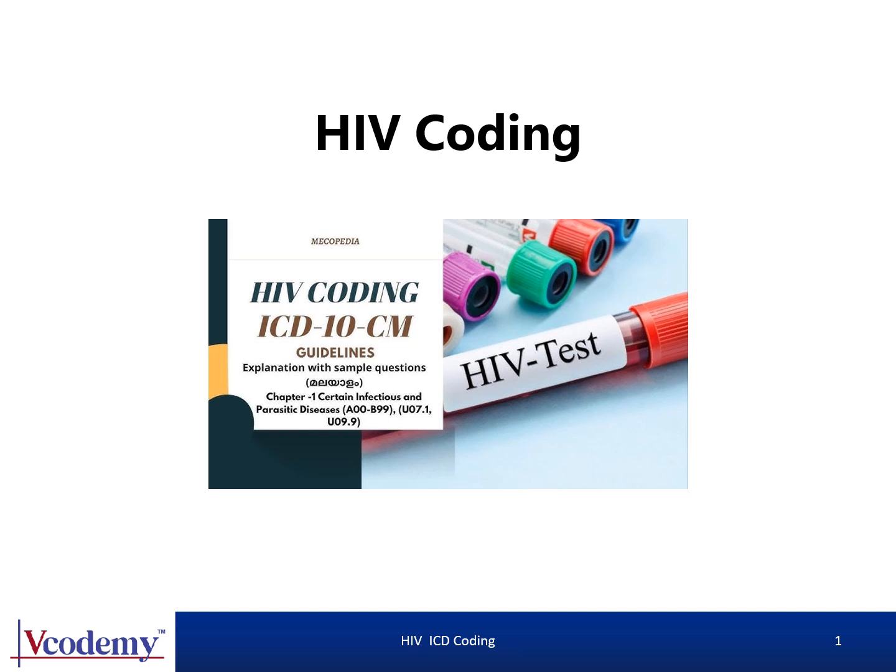In the absence of any additional documentation of HIV disease, HIV related illness or AIDS. So if a patient is asymptomatic without any mention of any HIV related symptoms or disease conditions, or the term AIDS is also not there, you can go for the code Z21.